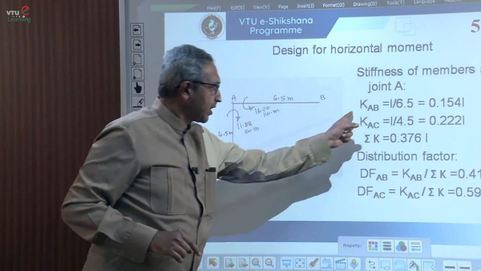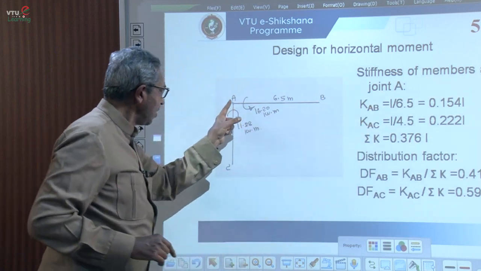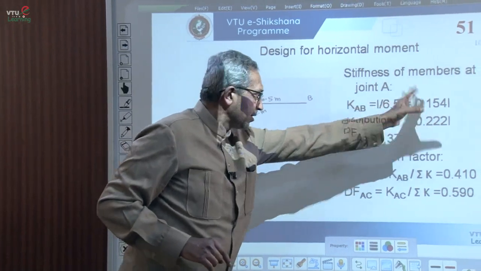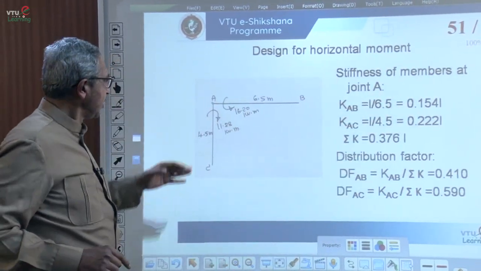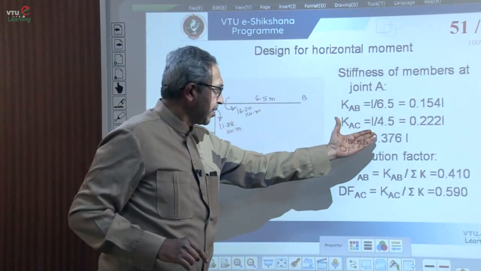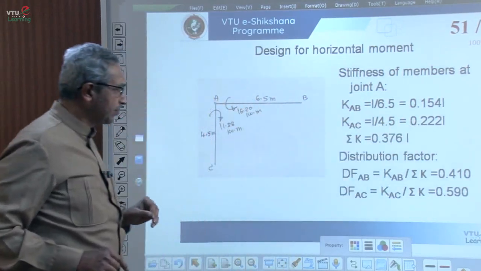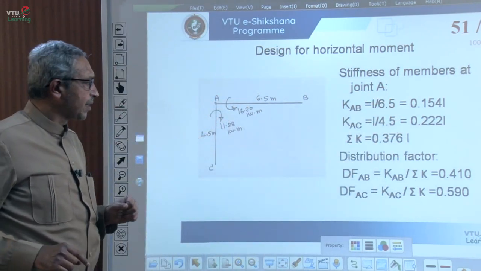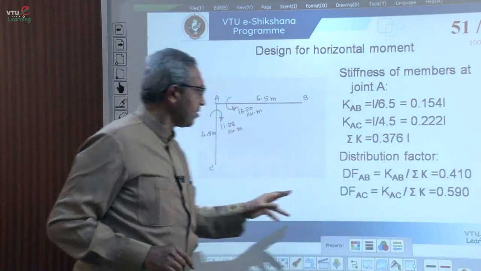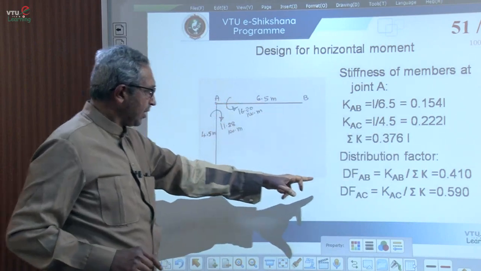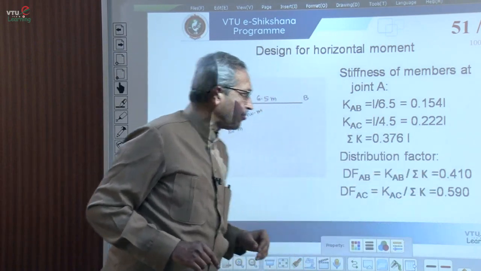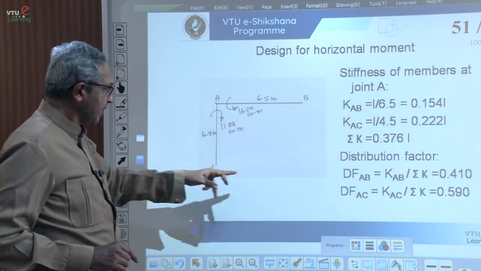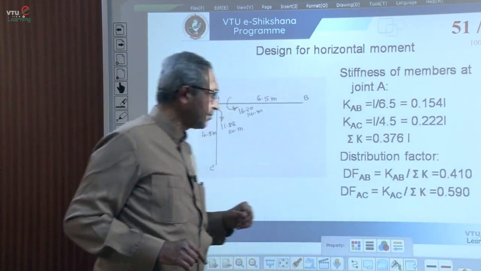So, KAB, since all the joints are rigid, is taken as I by L. That is the stiffness of member AB. Stiffness of AC, that is KAC, is also I by L, by getting the value. Sigma K gives you the total stiffness at a particular joint. The distribution factor for AB is obtained as KAB by sigma K, which comes to 0.410. The distribution factor for AC is obtained as around 0.590.